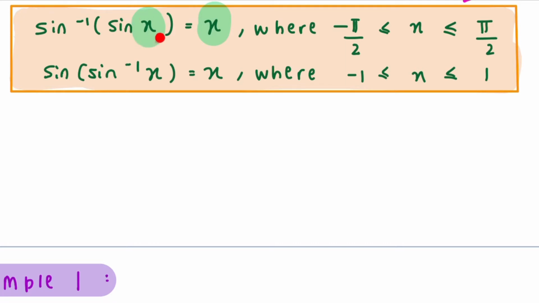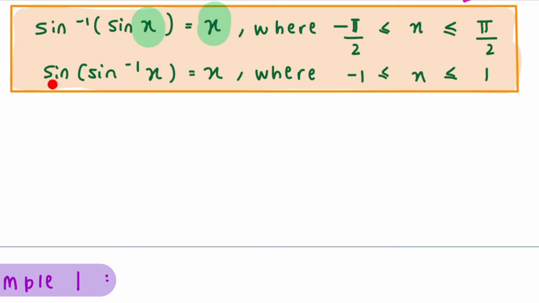To take care of the domain of x, you must take care of the domain for sine. We must see the inside function here. The domain of sine is within negative pi over 2 and pi over 2. You must make sure that the angle is only in quadrant 1 or quadrant 4.